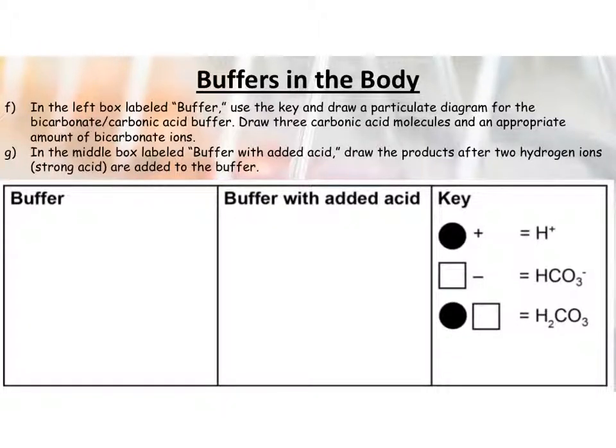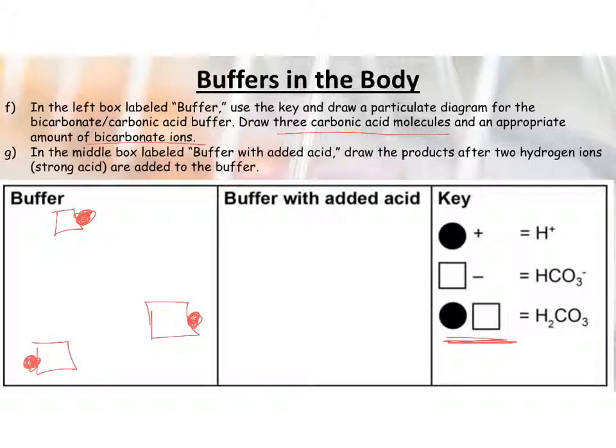Now, if we were to draw a particulate diagram of the carbonic acid buffer, we need to draw 3 carbonic acid molecules and then an appropriate amount of bicarbonate ions. First off, this is what my carbonic acid looks like. It's a box with a little colored-in circle on it. So it says that I have 3 of those, correct? Definitely got 3 of those. So 1, 2, and 3.